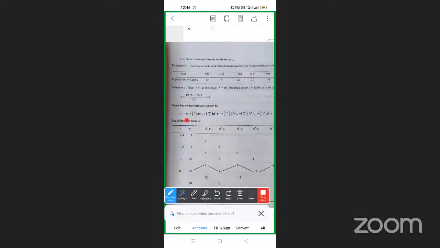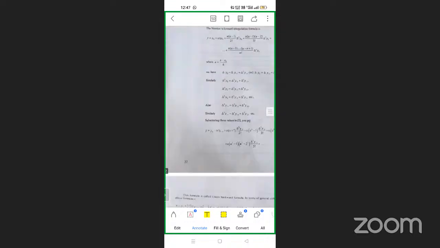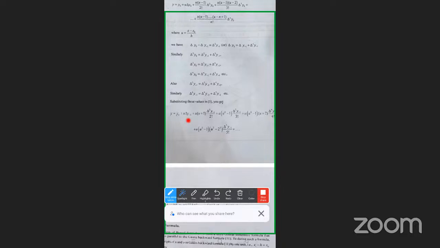So Gauss forward formula: y is equal to y naught plus u into delta y minus 1 plus u into u plus 1 delta square y minus 1 by 2 factorial plus u into u square minus 1 delta cube y minus 2 by 3 factorial plus u into u square minus 1 u plus 2 delta square y minus 2 by 4 factorial plus u into u square minus 1 u square minus 2 square into delta cube y minus 3 by 5 factorial.